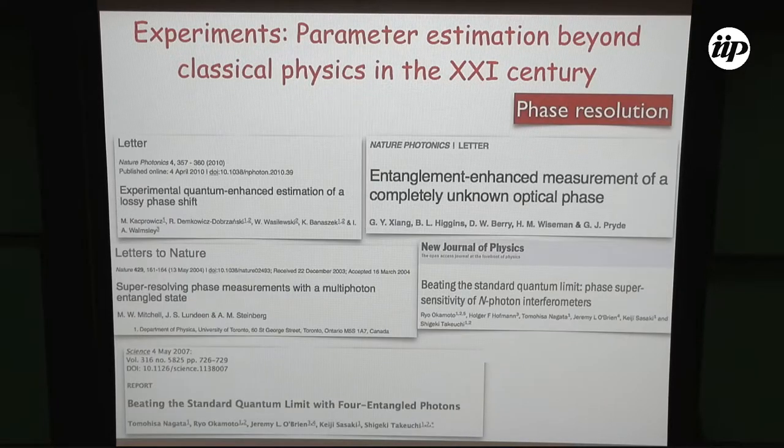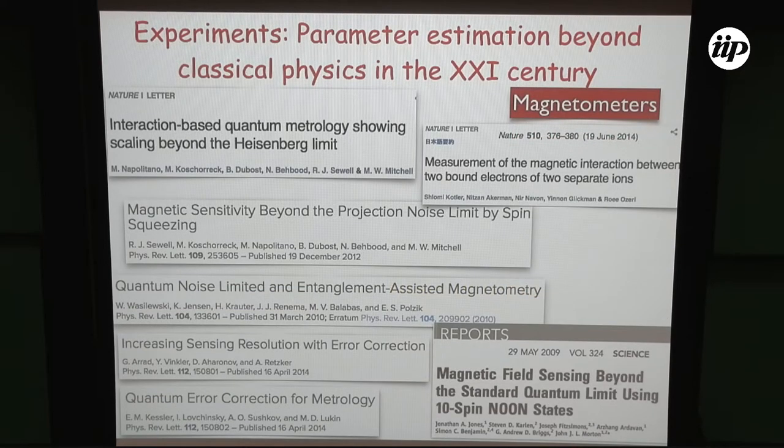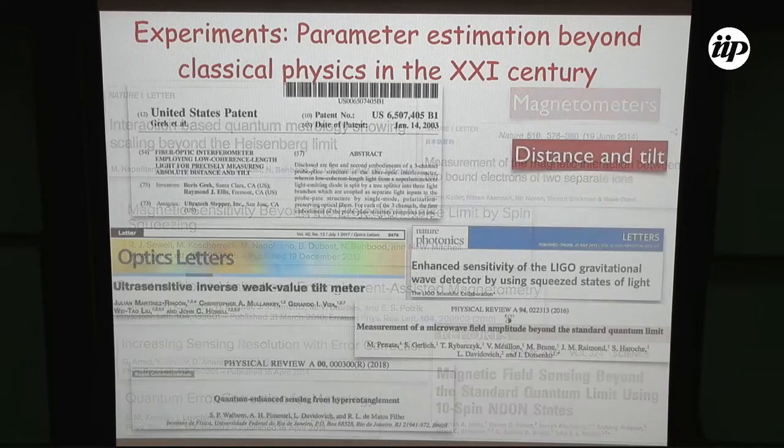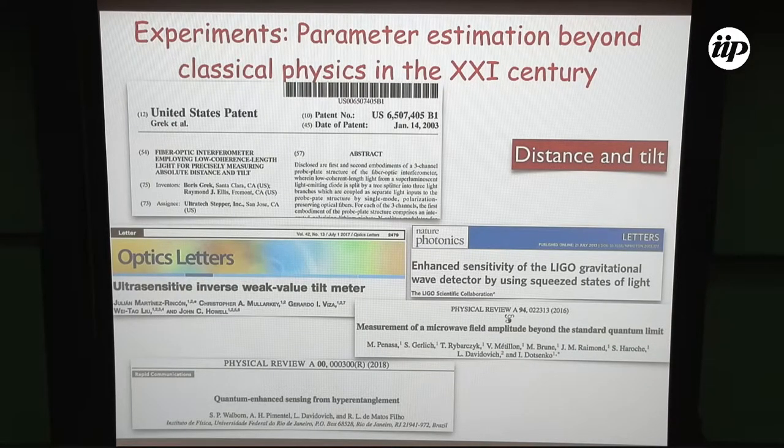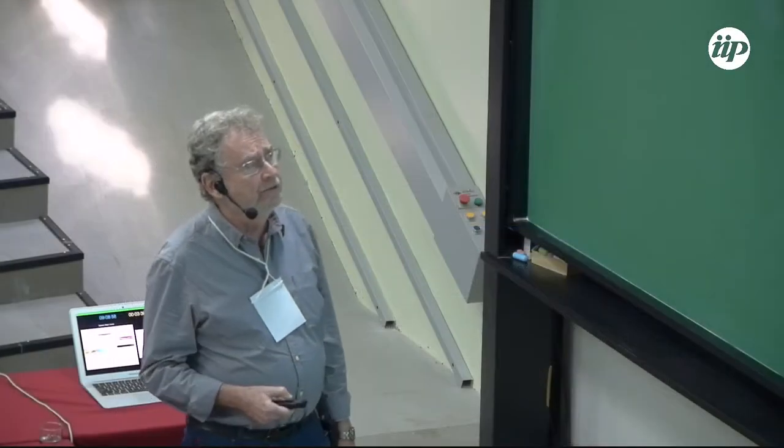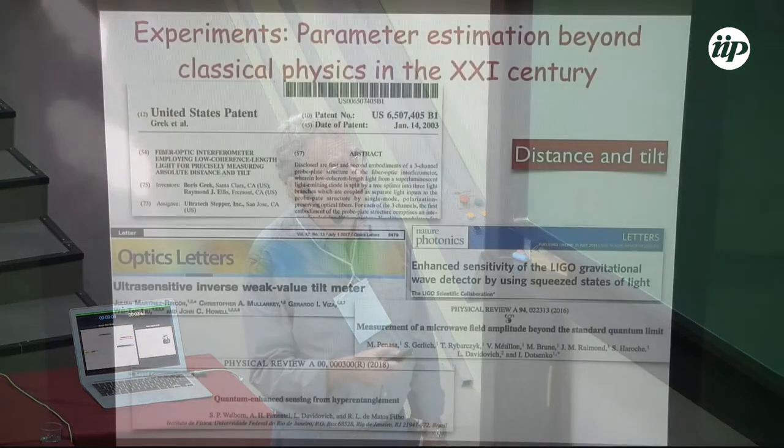Anyway, yeah. So phase resolution, as I mentioned, atomic clocks, magnetometers, distance and tilt of mirrors, for instance, small shifts of distance in an interferometer. Again, with LIGO, that's an important thing to measure. Very small tilts of mirrors. And here you see that there are even patents related to that. This is a patent for precisely measuring absolute distance and tilt.